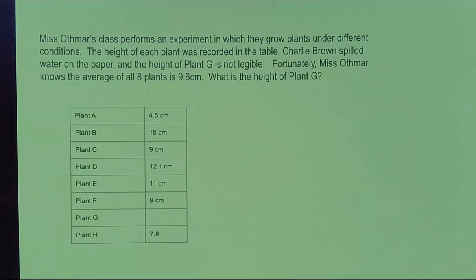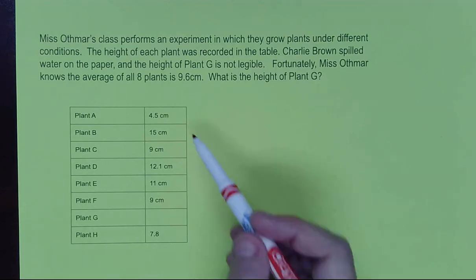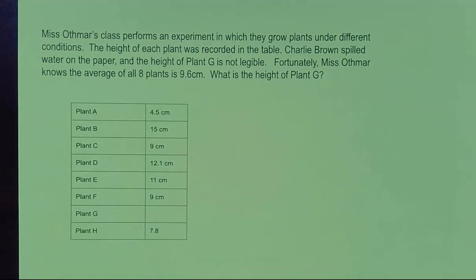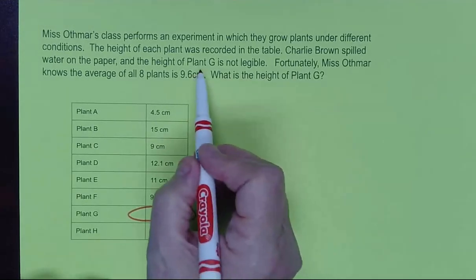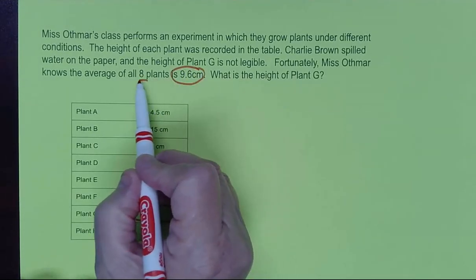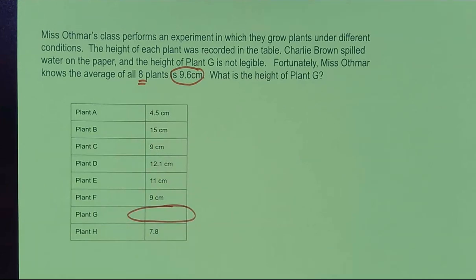Miss Othmar's class performed an experiment in which they grew plants under different conditions. The height of each plant was recorded in the table. Charlie Brown spilled water on the paper. Poor Charlie Brown, nothing ever goes quite right. And the height of plant G is not legible. Fortunately, Miss Othmar knows the average of all 8 plants is 9.6. So this is the information I need to know. I have an average of 9.6 and there are 8 plants.